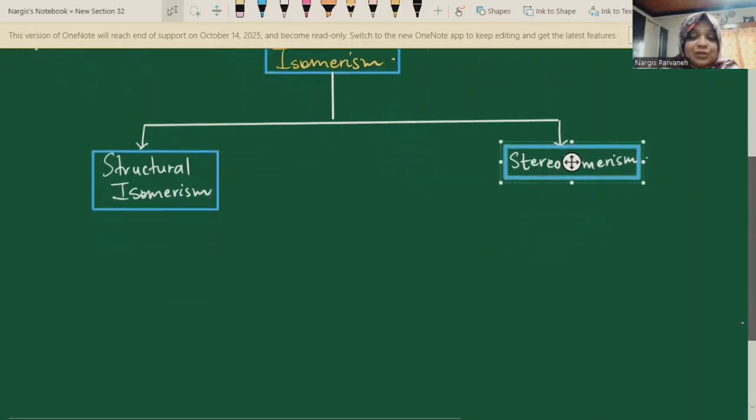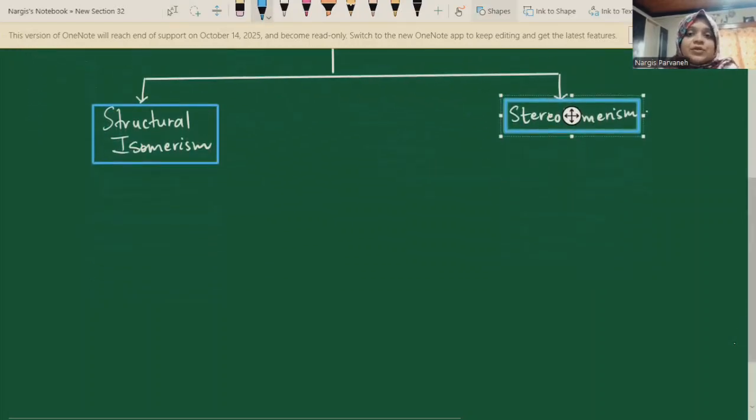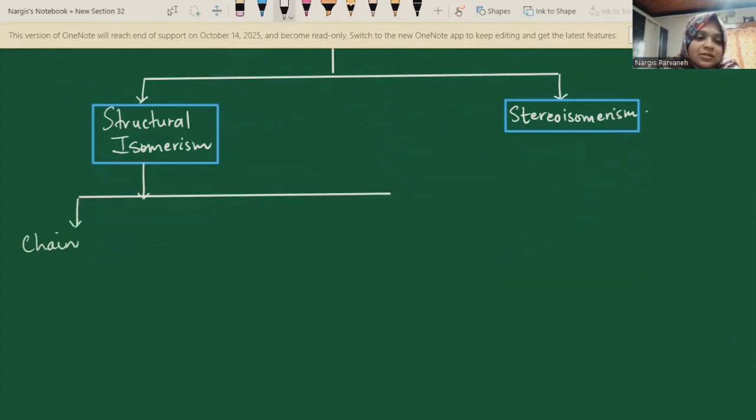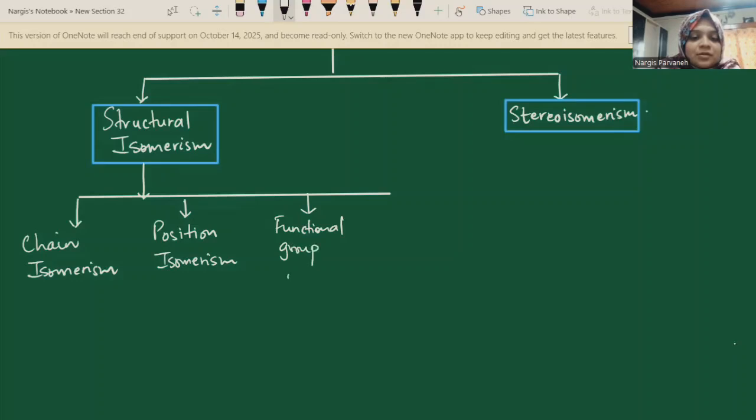Structural, the name itself is telling you that it's something related to the structure of the compound. So your types, as I said, let us see. The first one in this is chain isomerism. Then we have position isomerism. The names are given according to the meaning of all these terms, so we are going to see that also. Chain isomerism, position isomerism. The third one is functional group isomerism. The last one is metamerism.